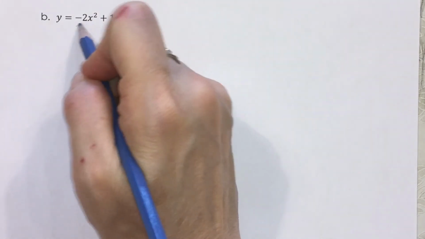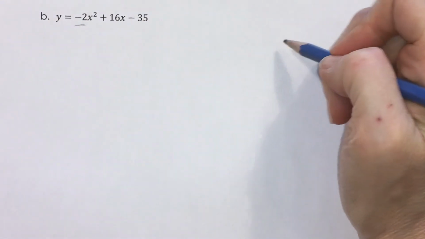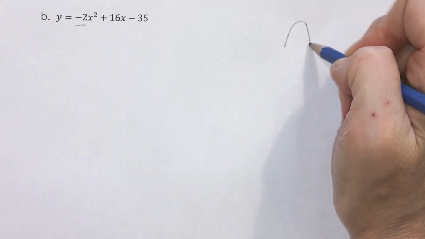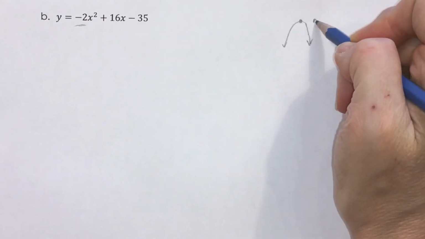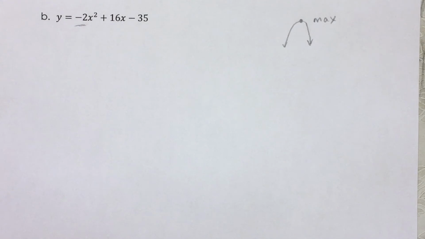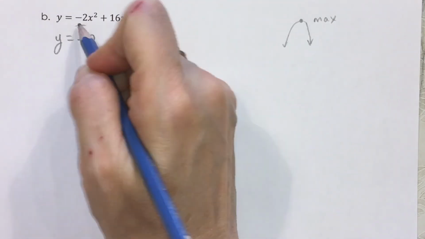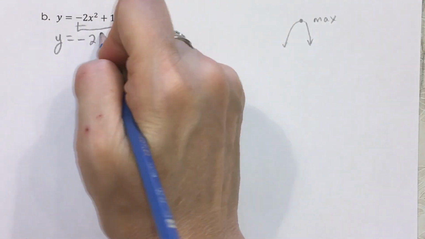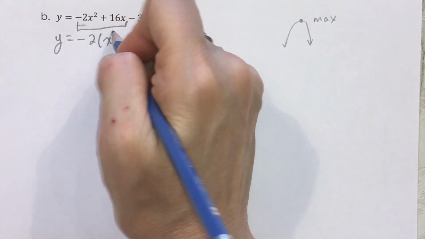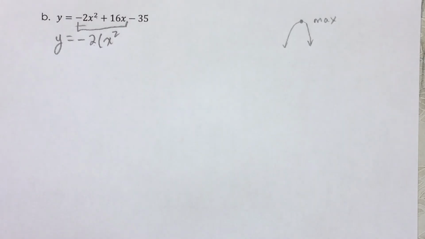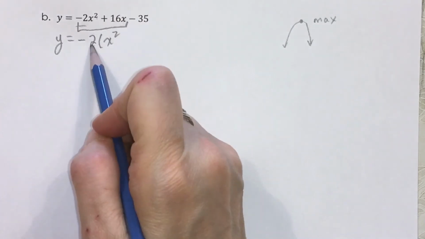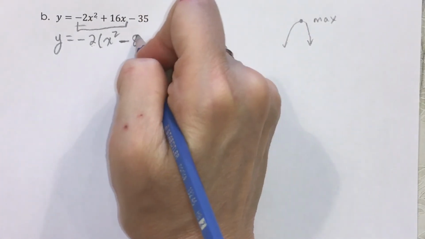Okay, so y equals negative 2x squared plus 16x minus 35. So just by knowing the negative 2, the a value, we know that this particular one's going to open downwards, so it's going to have a maximum value. And if we put it in vertex form, we'll be able to figure out what that maximum is. So first we want to get that a value factored out of the terms containing x. So negative 2x squared divided by negative 2 is x squared. Positive 16x divided by negative 2 is negative 8x.